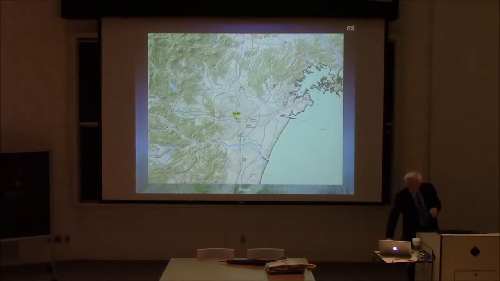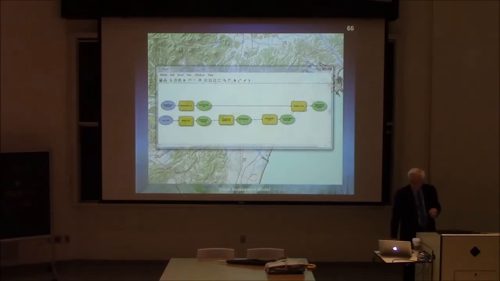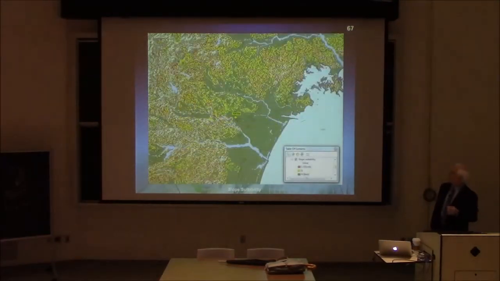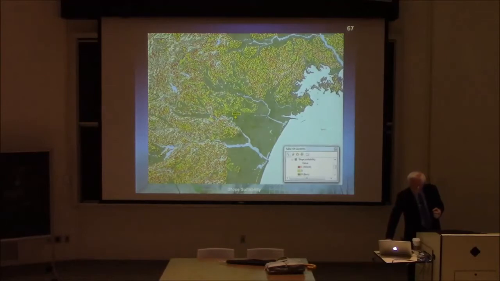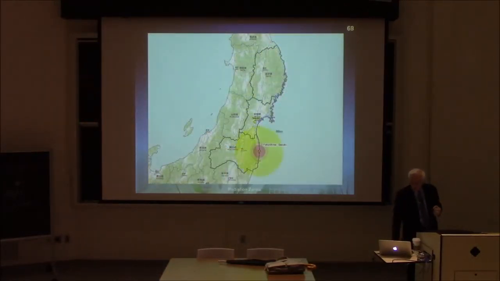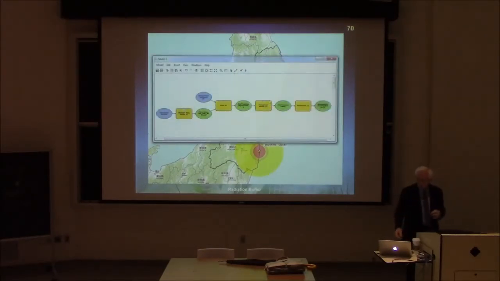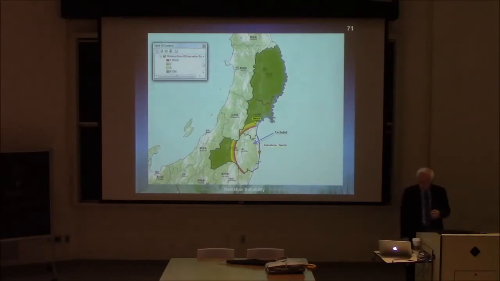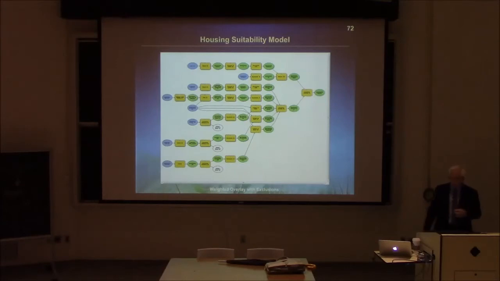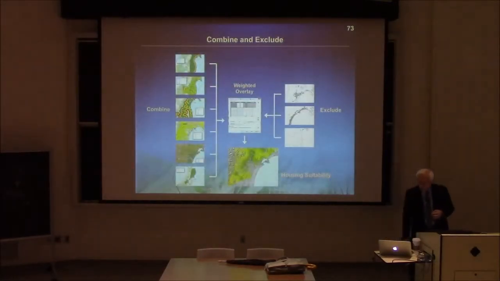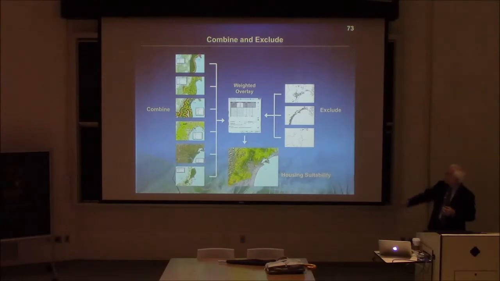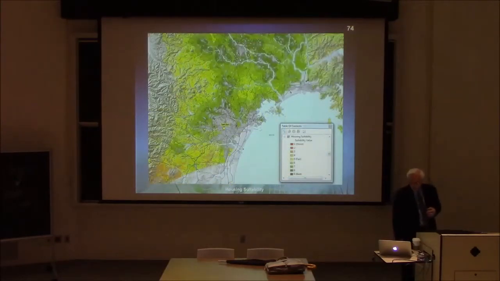So finally, we look at slope. We don't want to be too big at slope, so we run yet another model. We come up with a slope map, and then we say, okay, here's the exclusion zone. There's the tsunami exclusion zone, the nuclear exclusion zone. Let's put a buffer around that. We now have the areas that are excluded. We now put it all together in this great big huge model and run the entire thing, and the result is combining all of those different layers together in a weighted overlay with the exclusion zones, resulting in a housing suitability map. And here's the housing suitability map.